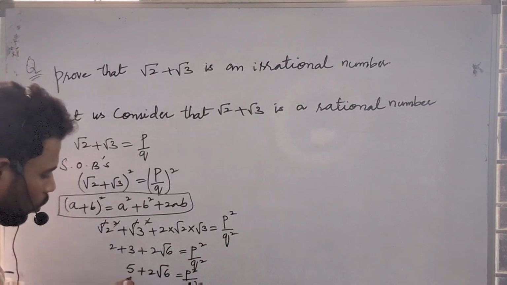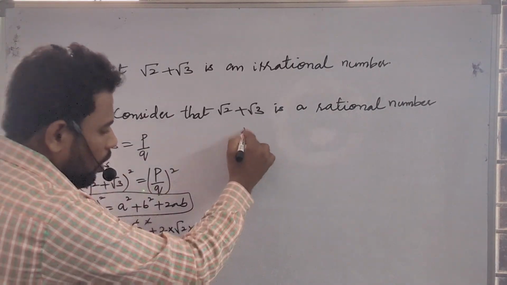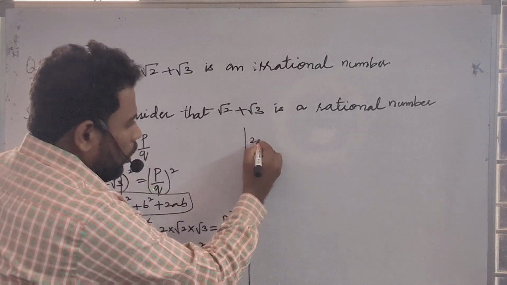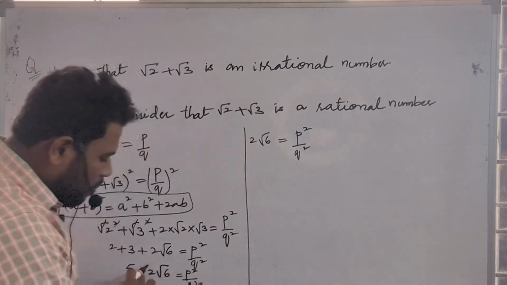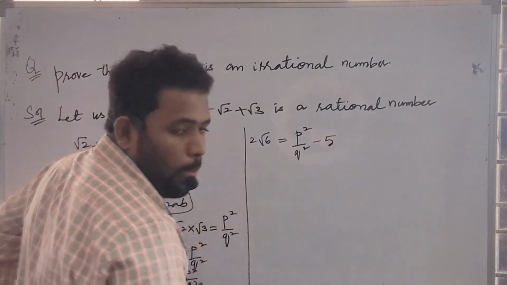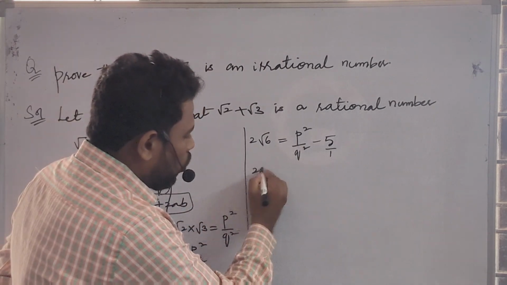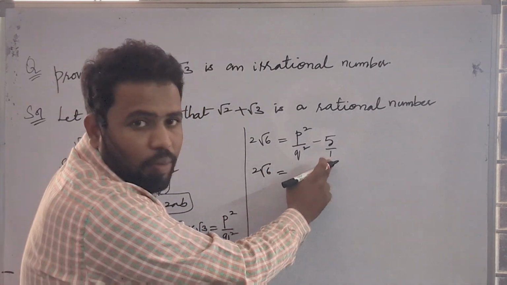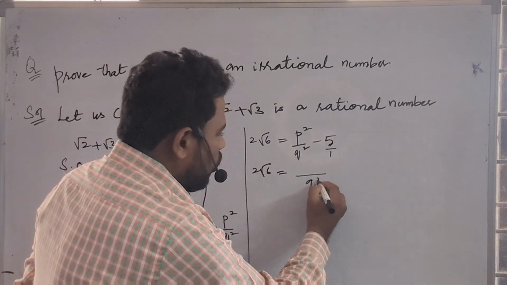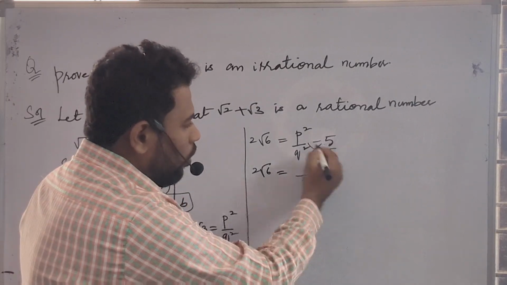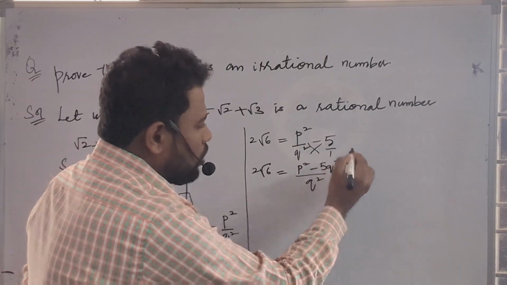First we are going to transpose 5. If plus 5 is transposed, it becomes minus 5. So 2 root 6 equals p square by q square minus 5. Now go with the LCM of the denominators. Since one of the denominators is 1, you can directly multiply: q square into 1 is q square. Then go with the cross multiplication: 1 into p square is p square, minus q square into 5, which is 5q square.